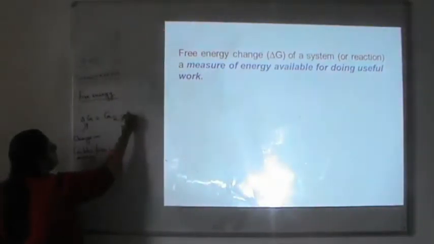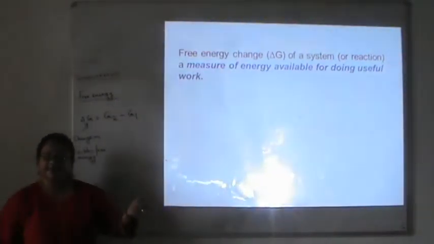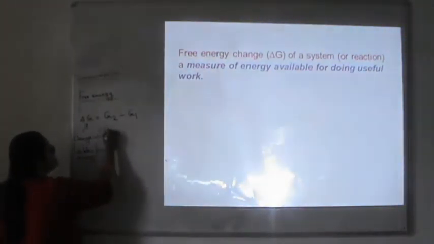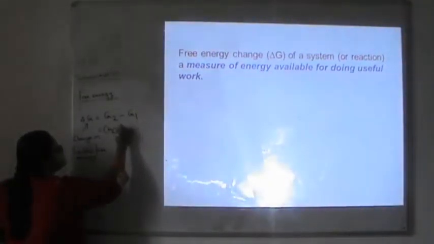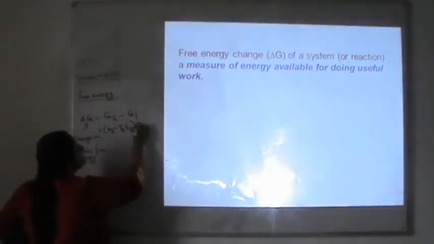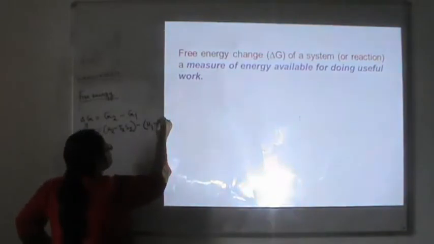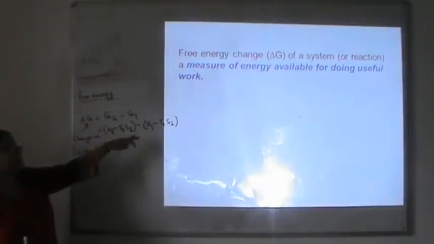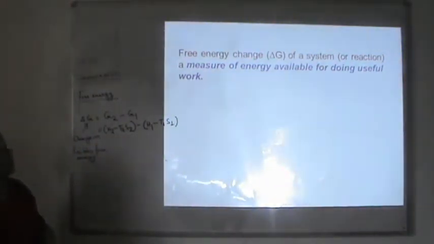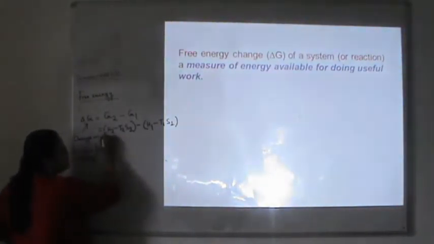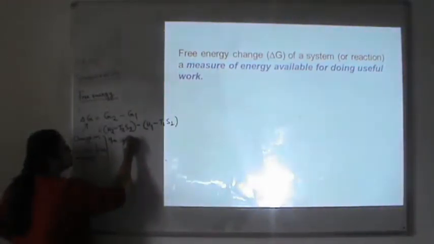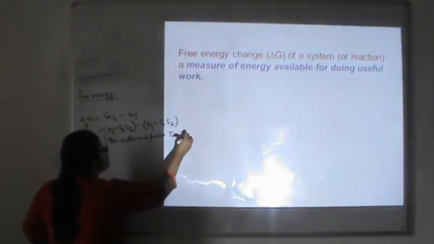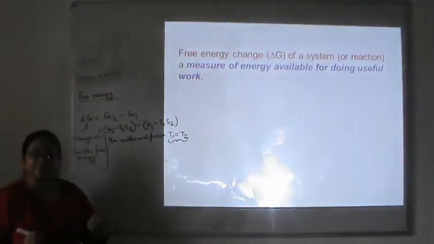Delta G is equal to G2 minus G1, where G2 is the final state and G1 is the initial state, as G is a state function. We can write it in this way. G2 means H2 minus T2S2, minus H1 minus T1S1. This is H2 minus T2S2 minus, H1 minus T1S1. For an isothermal process, T1 is equal to T2, because isothermal means temperature constant.